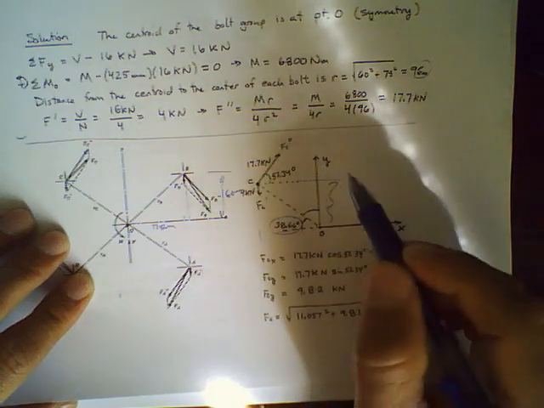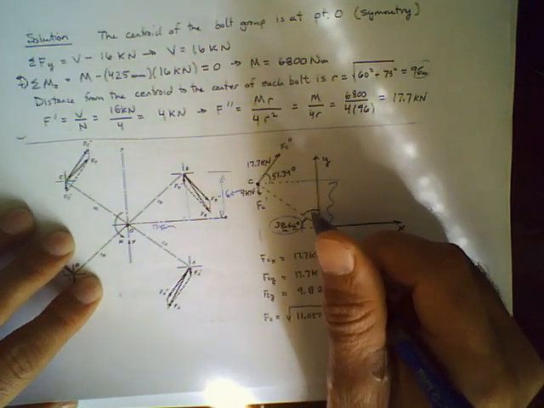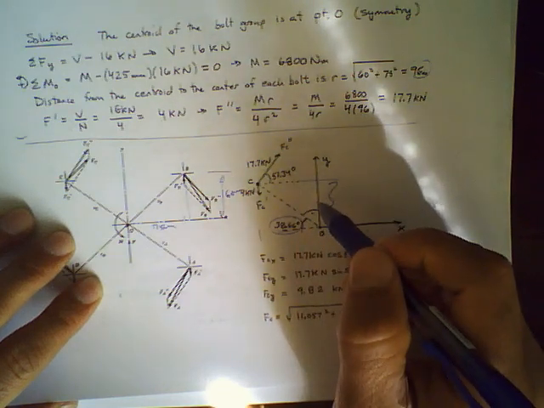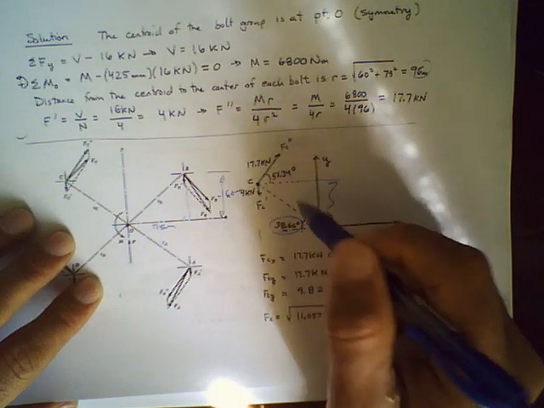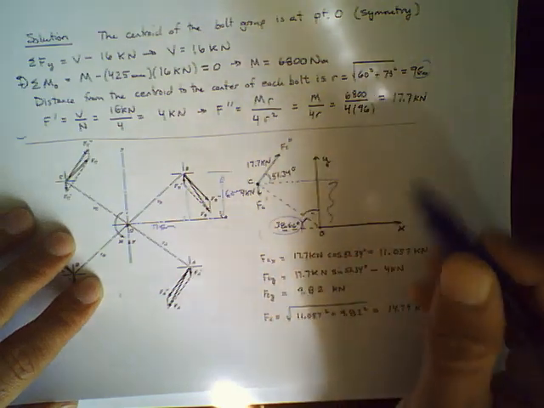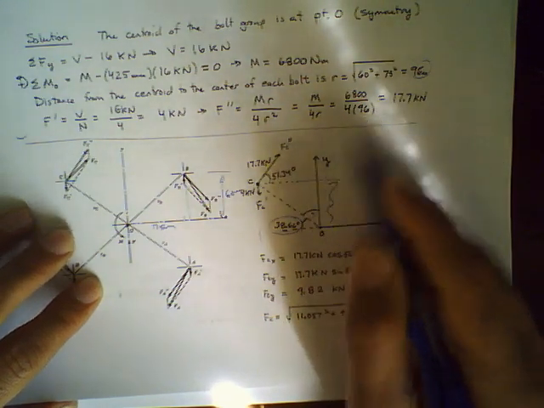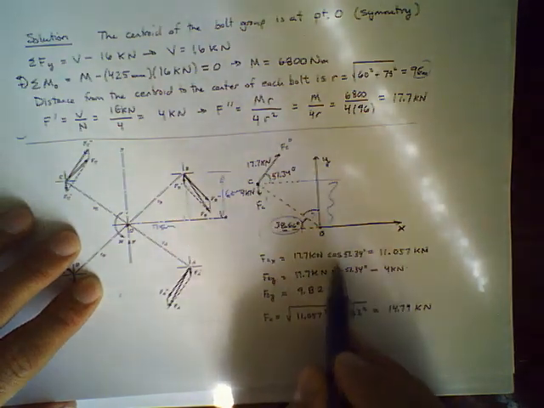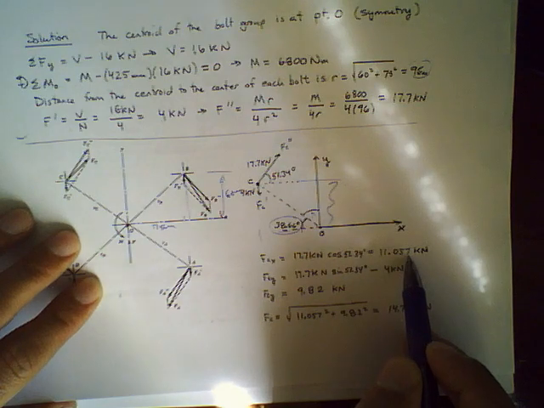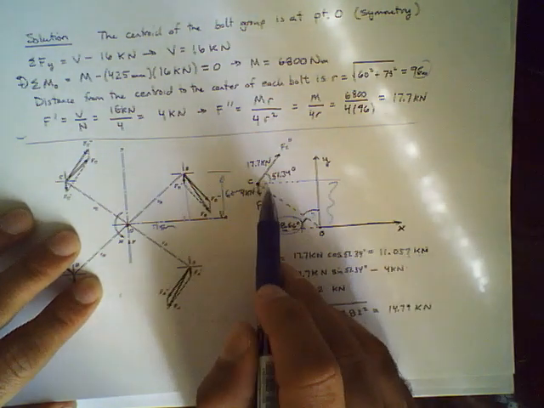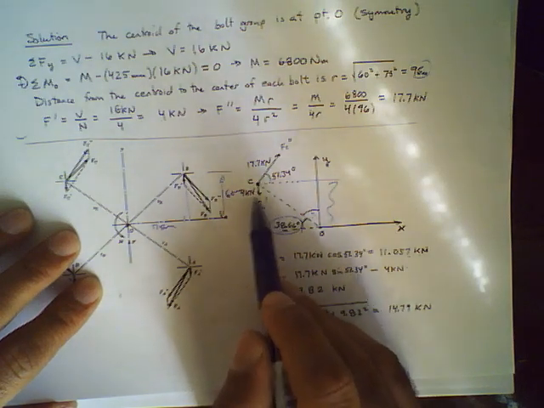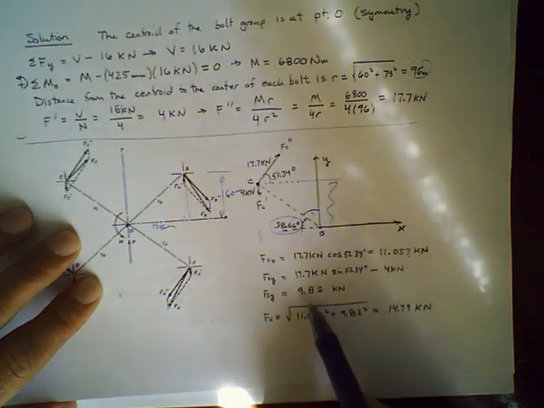Then, using similar triangles, we can get that angle here, 51. Or here, this is 90 minus 38.66, which is equal to 51.34. So if you want to get the force in the x direction, it will be equal to 17.7 cosine 51, which is 11.057 kilonewton. Summing the forces in the y direction, it will be 17.7 sine 51 minus 4 kilonewton, which is equal to 9.8 kilonewton.